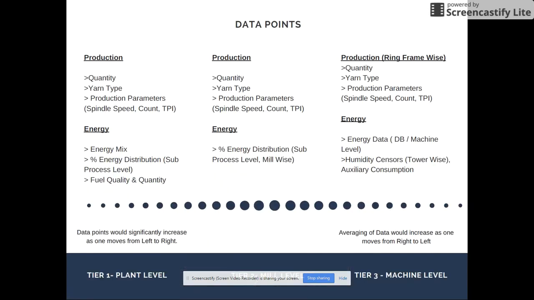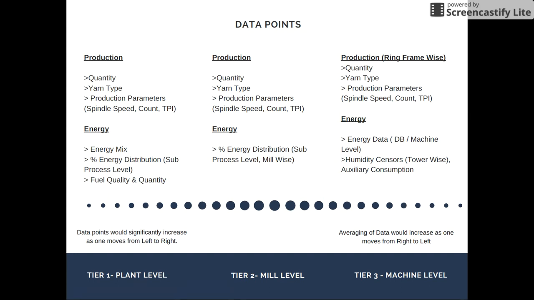Now let's look at the different kinds of data points that come from the spinning industry. If you were looking at tier one, then you're talking about quantity of production in terms of the yarn type that you make, production parameters, energy mix, percentage energy distribution, fuel quality, and quantity. But that's if you take it at plant level.